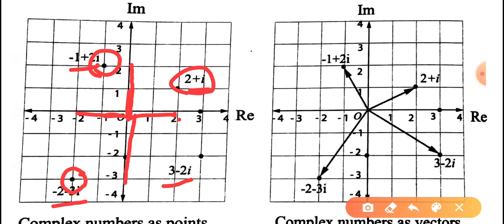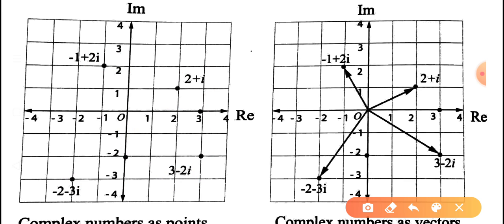Next 3 comma 2i. 3 from the real axis. Okay, plus 3. Minus 2i. So the coefficient of i, that is minus 2. This is from the imaginary axis. So both are plotted here, 3 comma minus 2.